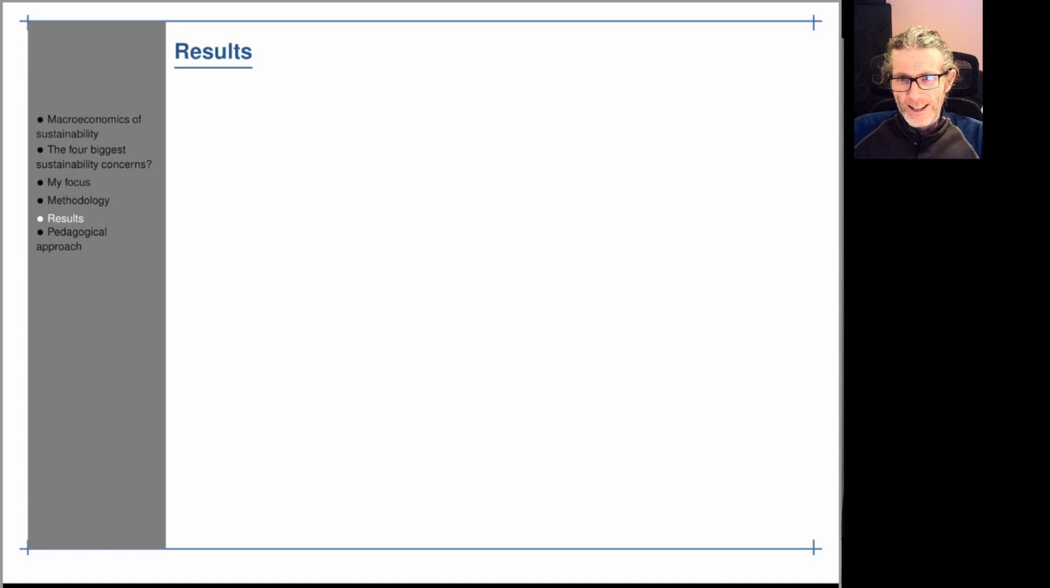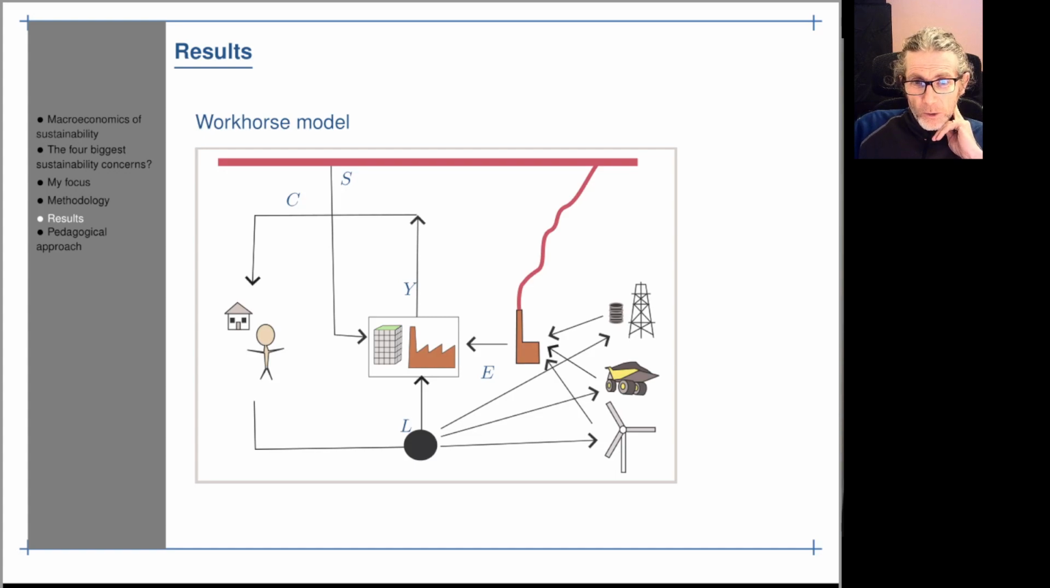What are we going to find? A very quick preview of some of the things. So we're going to build a workhorse model that looks a bit like this, with households and firms and the energy and resource sector here, with primary inputs then getting processed and fed in. So here we can think of this as an energy sector, right?